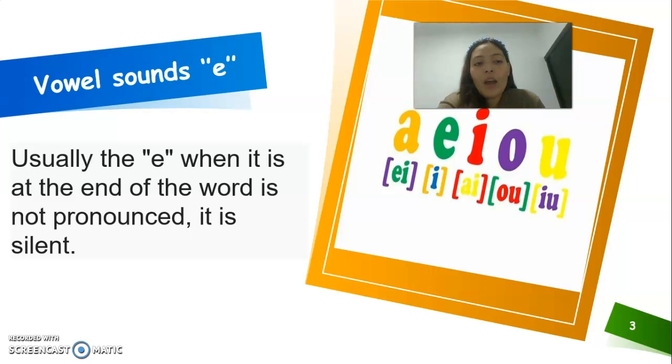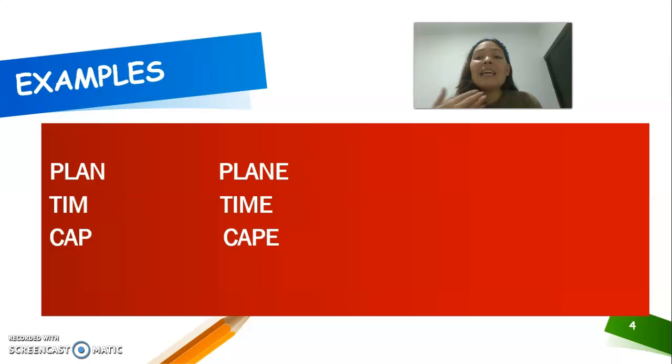I continue with the vowel sound A. Usually the E, when it is at the end of the word, is not pronounced. It is silent. I will explain this vowel E. Now, these are my examples. Listen to me. Plan. Plan. Ten. Cap.